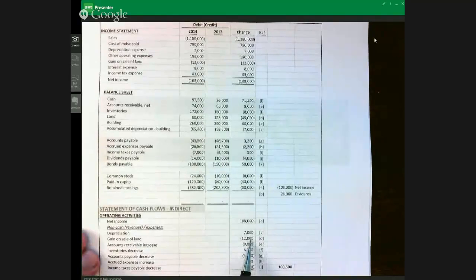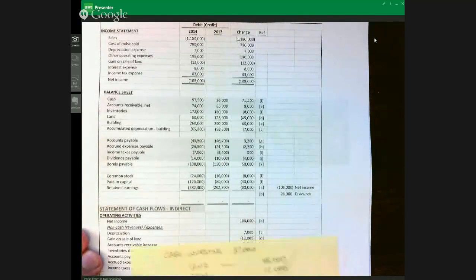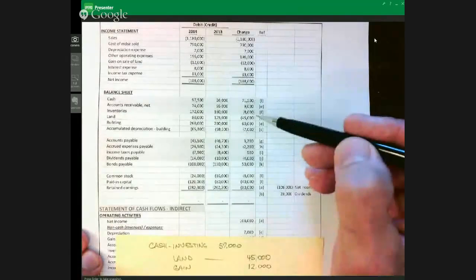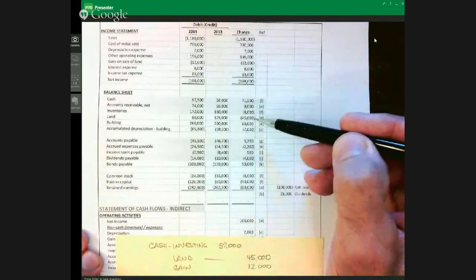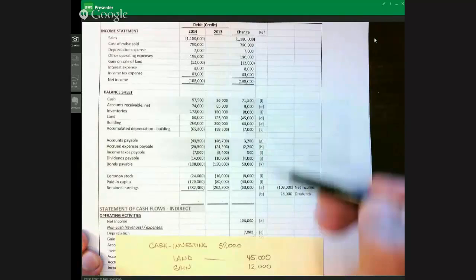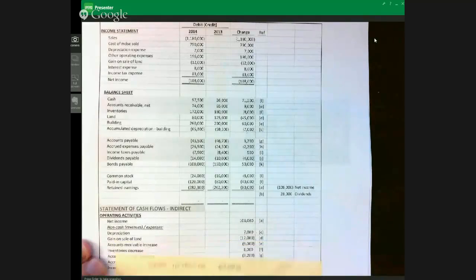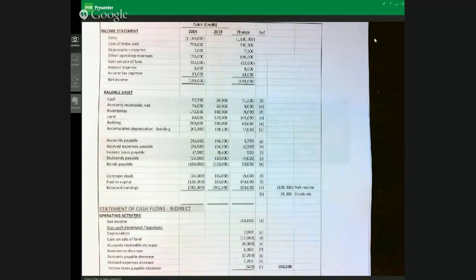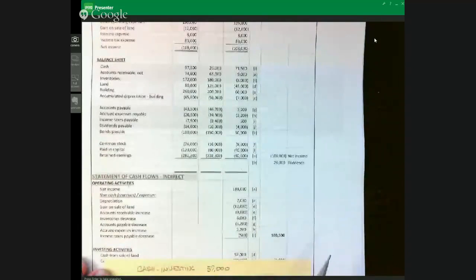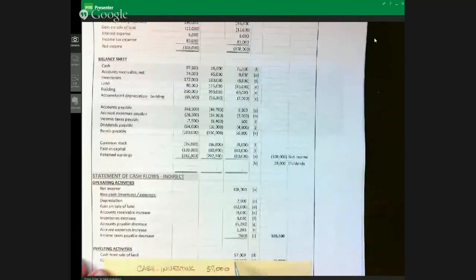In short, this particular entry would involve a $45,000 decrease in land. We would show an adjustment to net income credit of $12,000. And we would show cash from investing activities, from the sale of land, $57,000.